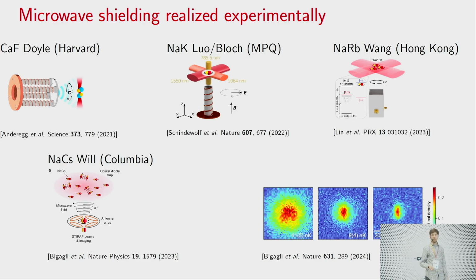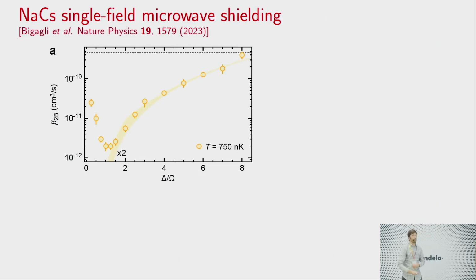And then in the rest of this talk, I'd like to talk about this collaboration with Sebastian Will's group at Columbia, where we're shielding sodium cesium molecules. And this has recently led to the first BEC of polar molecules, which again, we'll have a BEC session tomorrow morning. So we'll hear a lot more about this. Okay, but first off, we started just trying to apply this, what we might now call single field microwave shielding, to sodium cesium molecules. And the main result of that study is shown here.